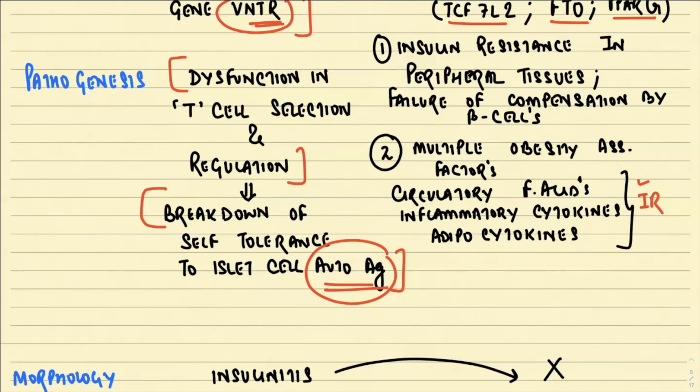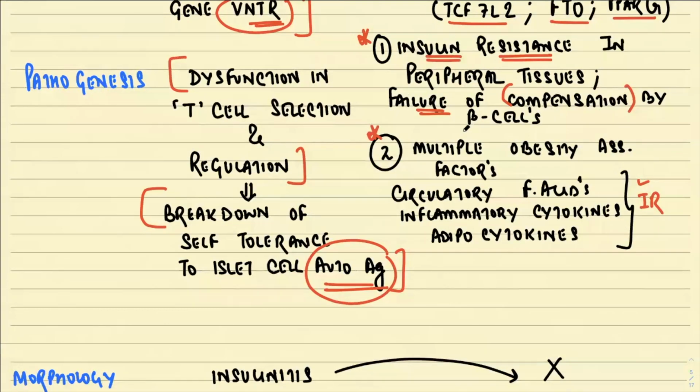Clear to everyone? Now, the pathogenesis of type 2 diabetes mellitus involves insulin resistance in the peripheral tissues. Very, very important. Insulin resistance plays a very important role in type 2 diabetes mellitus. Insulin resistance means that the peripheral tissues in our body are not responding to insulin. Second, because of insulin resistance, initially the beta cells increase the secretion of insulin, but later on they get exhausted and there is a failure of compensation by the beta cells. Very, very important concept. I will speak about them in detail.